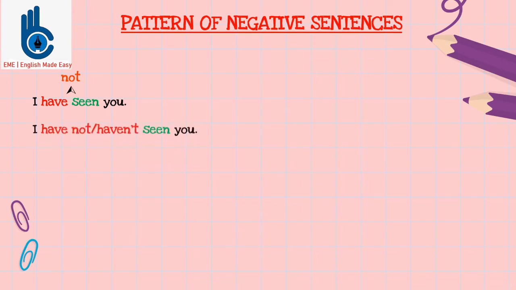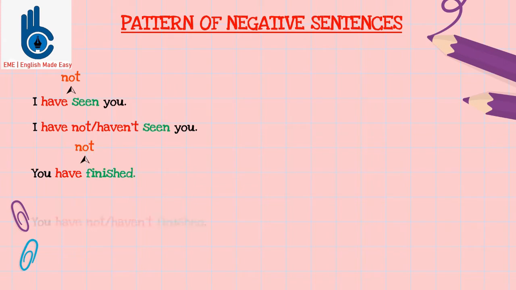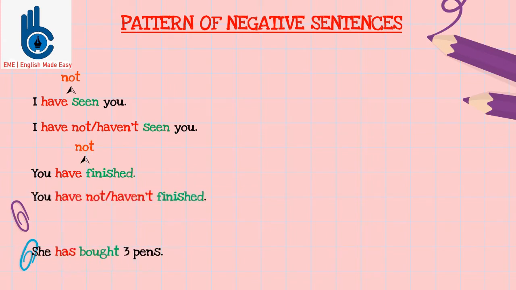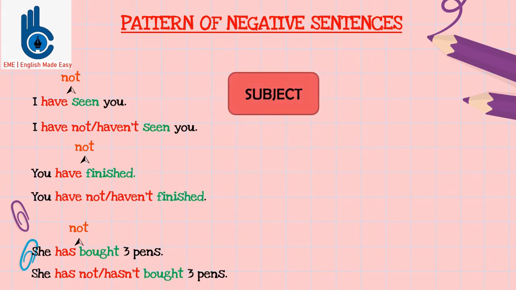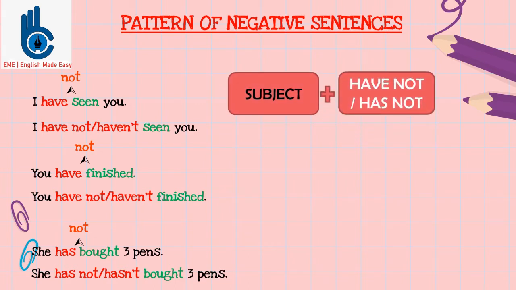So the sentence becomes, I have not or I haven't seen you. You have finished. The negative sentence is, you have not finished or you haven't finished. She has bought 3 pens. The negative sentence is, she has not or hasn't bought 3 pens. So the pattern of negative sentence is subject followed by have not or has not followed by verb 3.